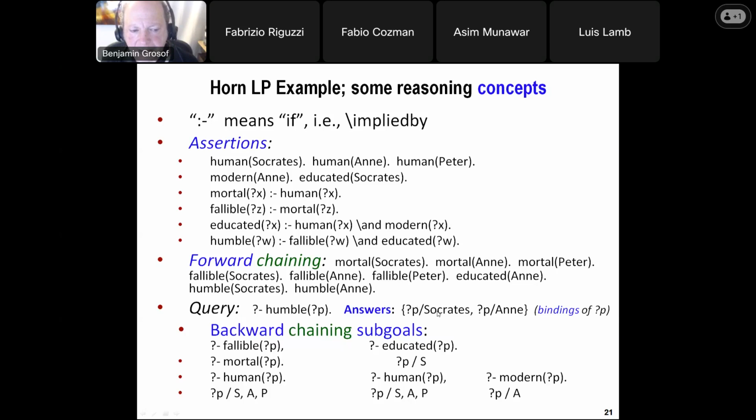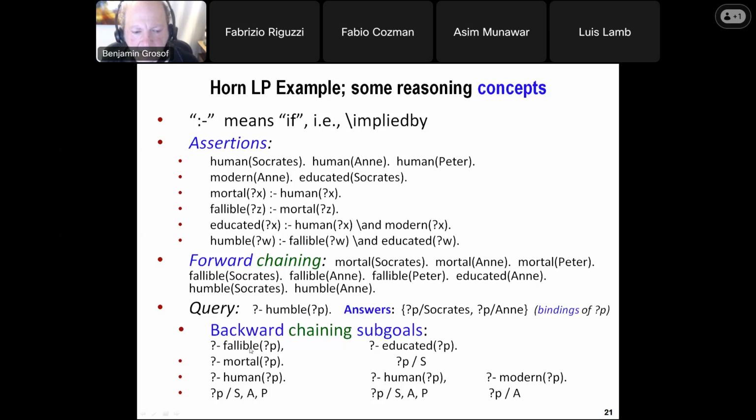So that is an answer to the query. And that's known as a binding of P to Socrates, and ditto for Anne. We could think in terms of the subgoals going backward from the query humble of P through the rule about humble. We have a subgoal about fallible and another one about educated. We see that displayed on this next line here, which is just a way of depicting that.